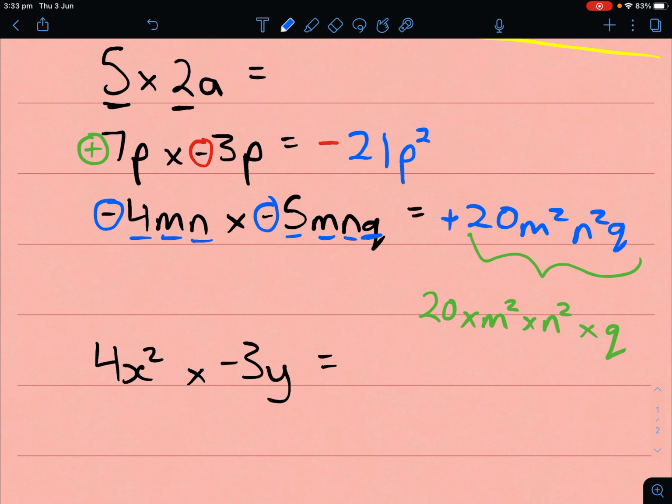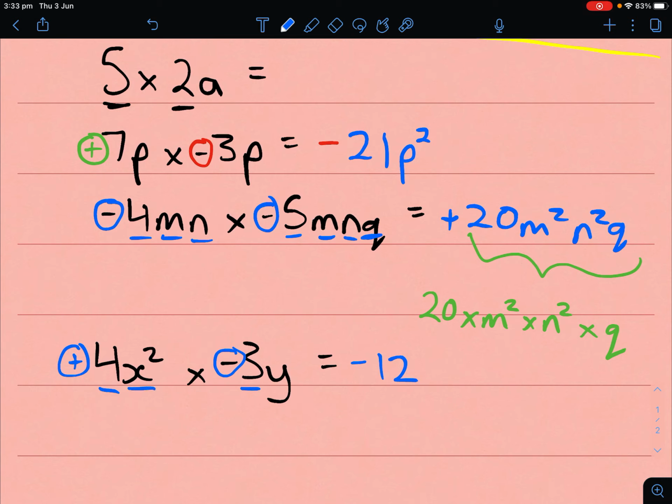Let's have a look. So first up, we're going to check the signs. In this one here, there's an invisible positive. In this one here, there's a negative. So a positive and a negative makes a negative. Then we're going to multiply the numbers. 4 times 3 is 12.